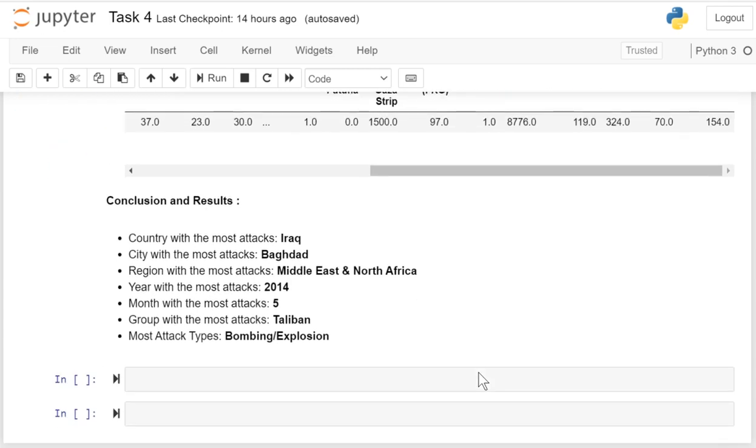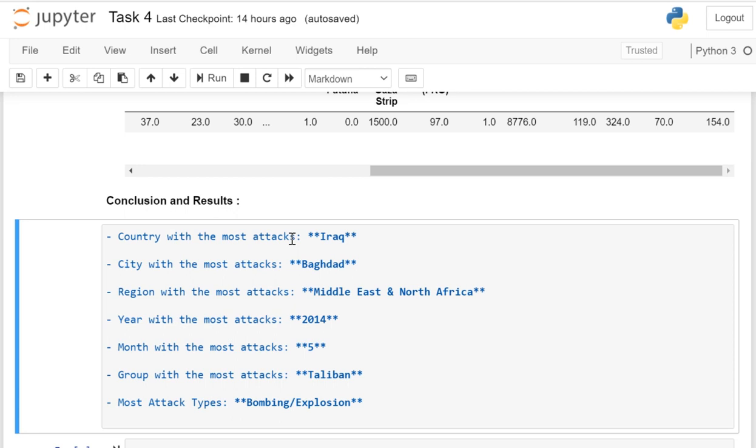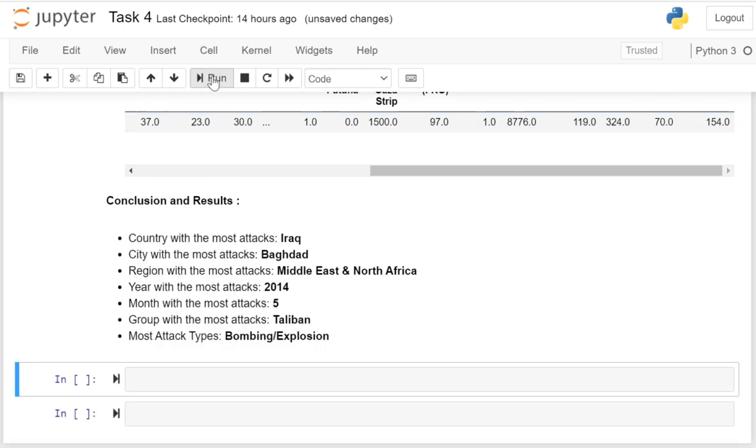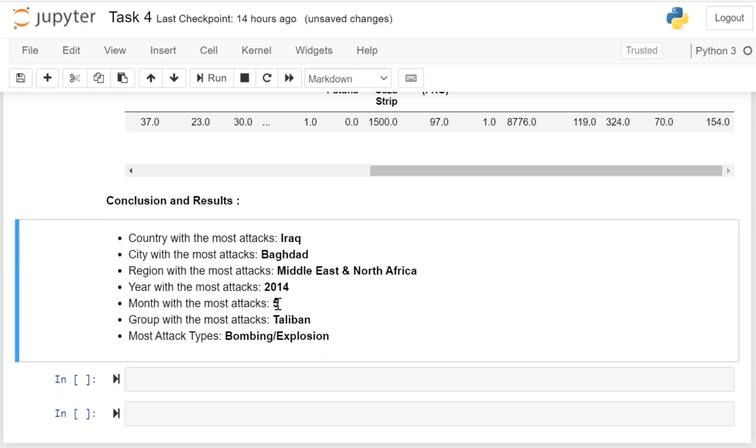So the conclusions and results drawn are: the country with the most attacks is Iraq, the city most attacked is Baghdad, the region with the most attacks is the Middle East and North Africa, and the year with the most attacks is 2014. The month most attacked is 5, which is May, the group is the Taliban, and the attack type is bombing and explosion.